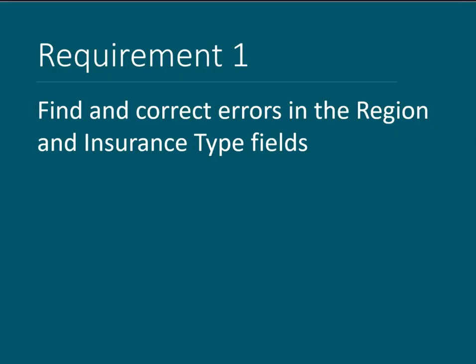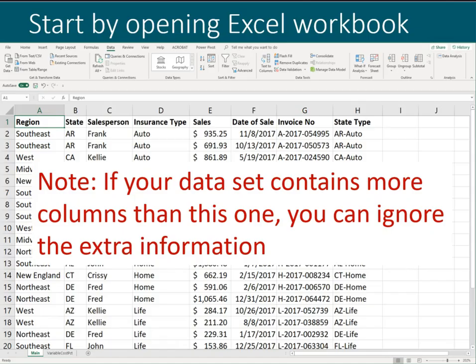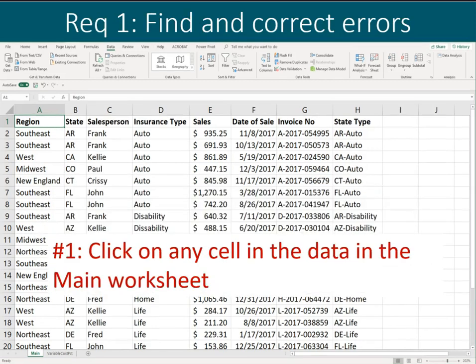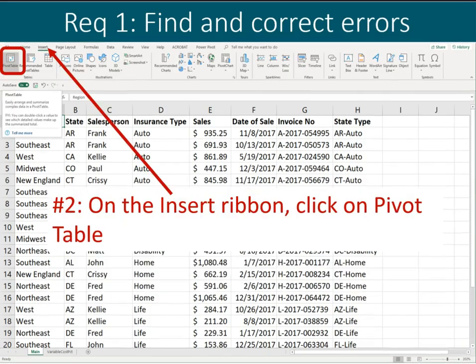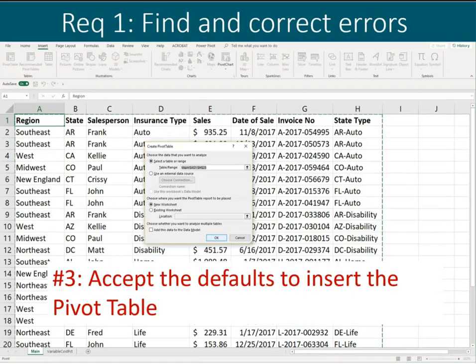The first requirement is to find and correct errors in the region and insurance type fields. The easiest way to find and correct errors in the dataset will be to use Excel rather than opening in Tableau. Start by opening the Excel workbook in Excel. Click on any cell in the data in the main worksheet. On the Insert ribbon in Excel, across the top window, click on the Pivot Table. Accept the defaults to insert the pivot table in the workbook.